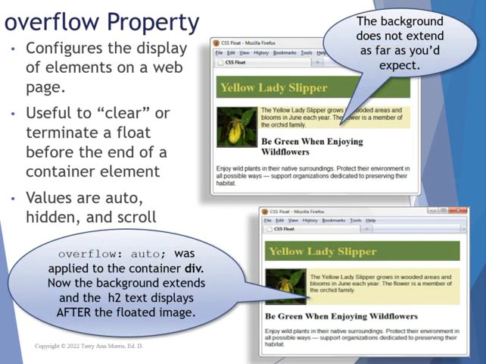The overflow property. The overflow property configures the display of elements on a web page. Values such as auto, hidden, and scroll can be used to clear or terminate a float before the end of a container element. The overflow property specifies what should happen if content overflows and elements bump. This property specifies whether to clip the container or to add scroll bars when the element's content is too big to fit in a specified area. Note, the overflow property only works for block elements with a specified height.